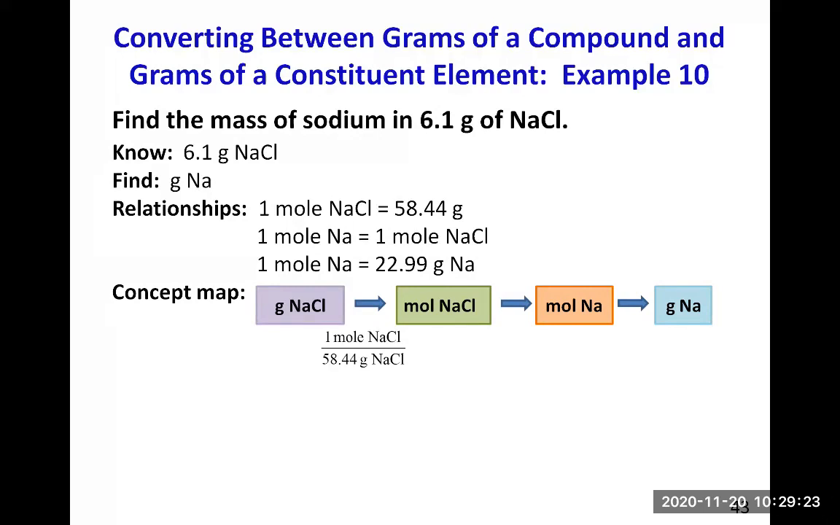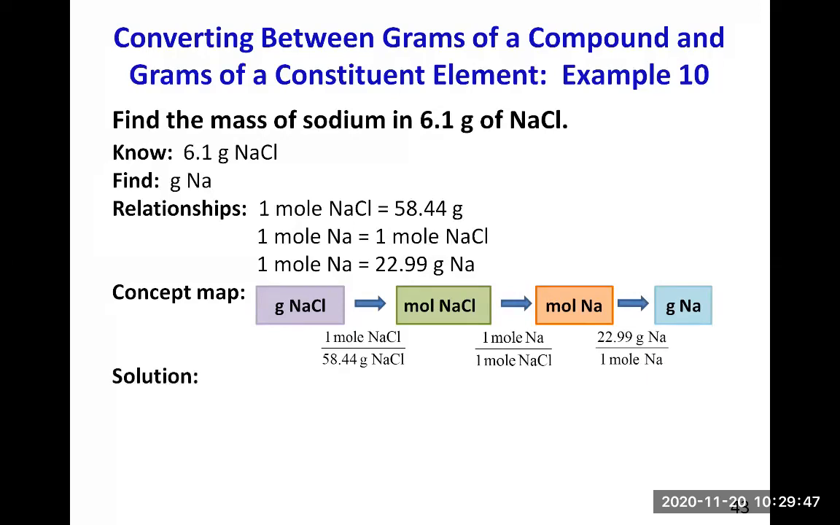In the next conversion factor, we want to cancel the moles of NaCl, the units. So we will have the 1 mole of NaCl on the bottom and the 1 mole of Na on top. Next, we want to cancel moles of Na. So the molar mass of Na will be written such that the grams are on top and the mole on the bottom.